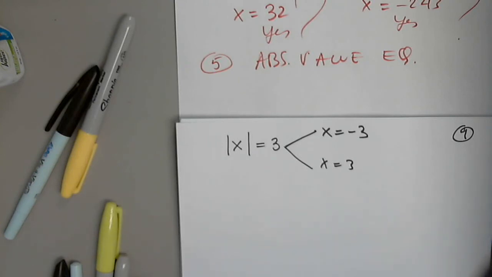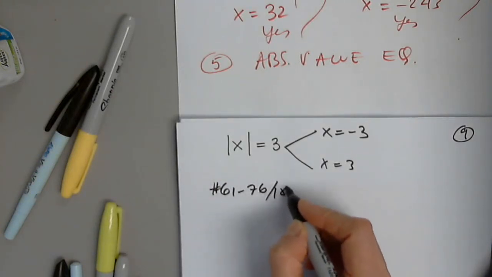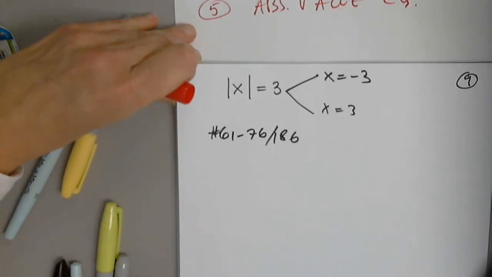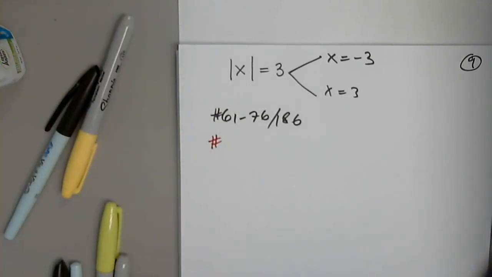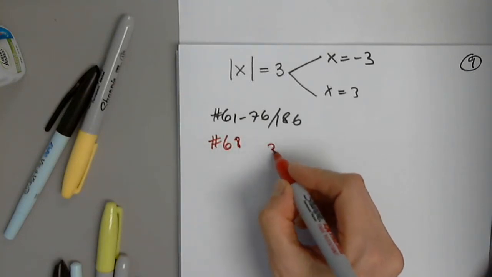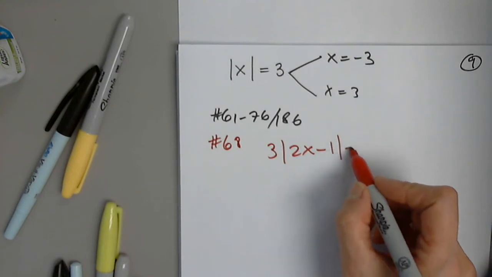Please choose anything you want, 61 through 76 on page 186. This is the last type of equation for now. It's always for now, yes. Ready? Which one? 1, 2, 3? Got it. 68. So 3 times the absolute value of 2x minus 1 equals 21.